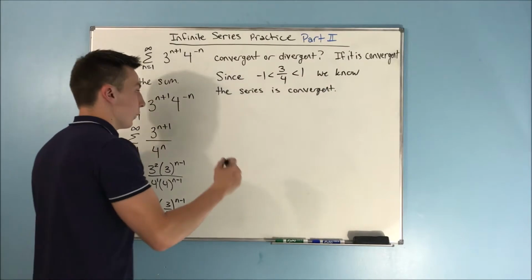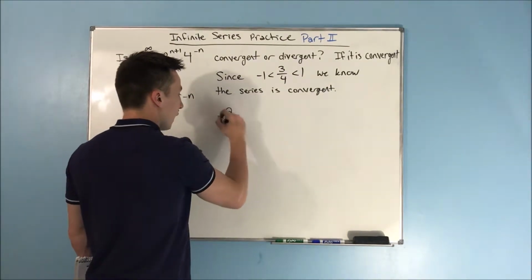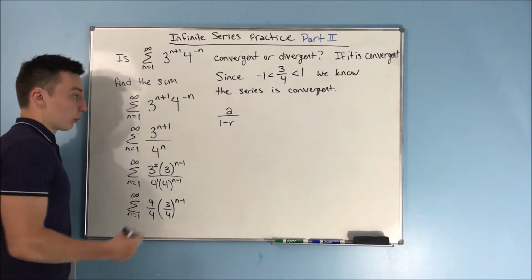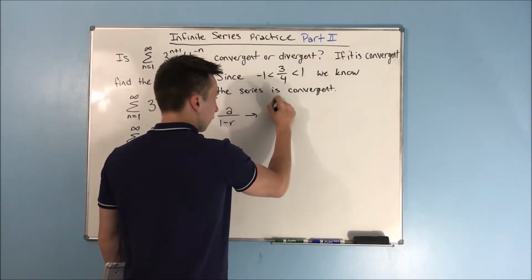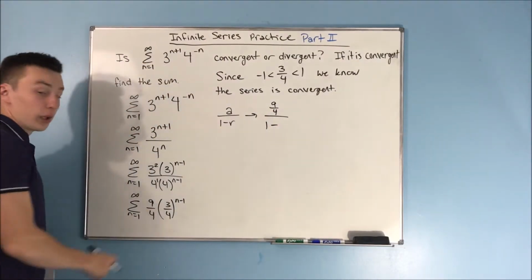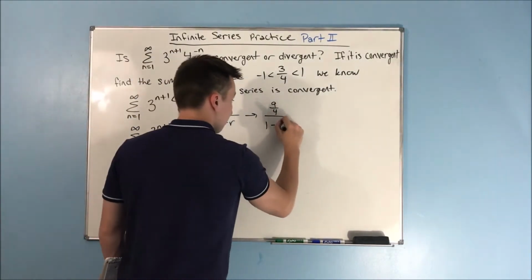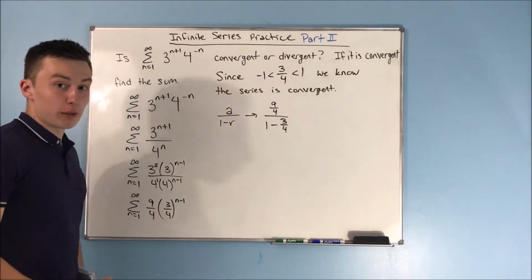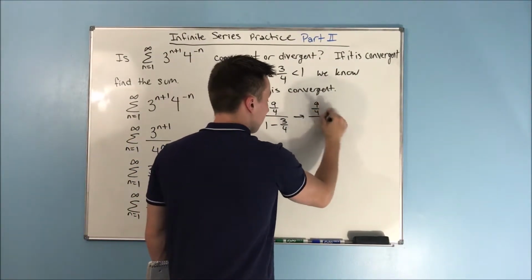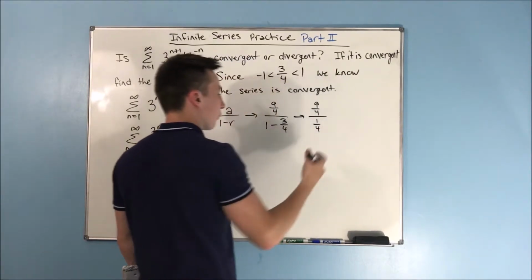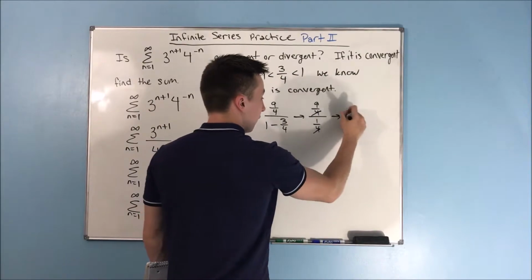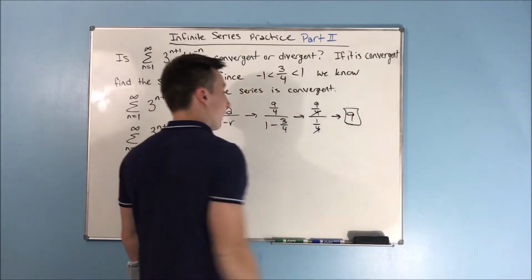Okay, and how do we do that? Well, we're just going to use that formula a over 1 minus r. What's our a? That's 9 over 4. And what is our r? That's 3 over 4. Okay? Alright, well, 1 minus 3 over 4, that's just going to be 1 over 4. So we get 9 over 4 divided by 1 over 4. Now the 4's go away, and you're just left with 9. And that is your sum.